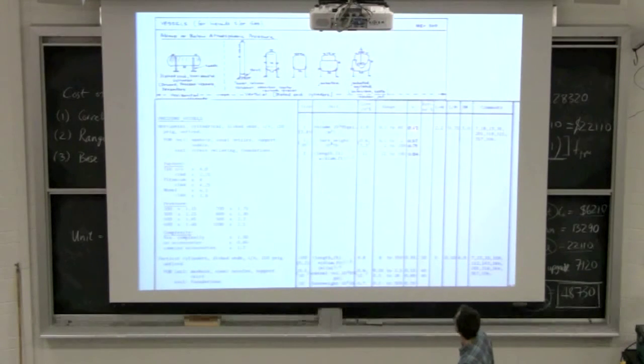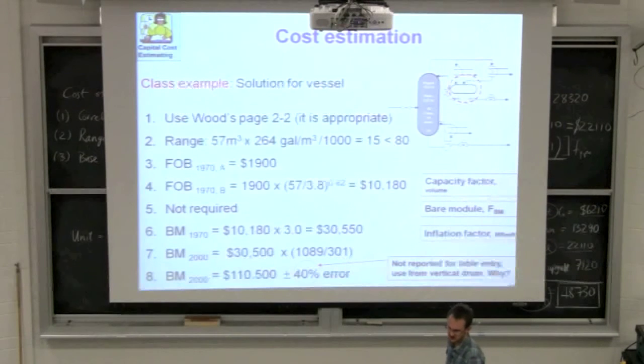Our exponent is 0.62, and our bare module factor is 3.0. So the rest of the calculations then are straightforward from that perspective. There's no part 5 where we're upgrading the materials or pressure. Okay. So we can use the error from other units.